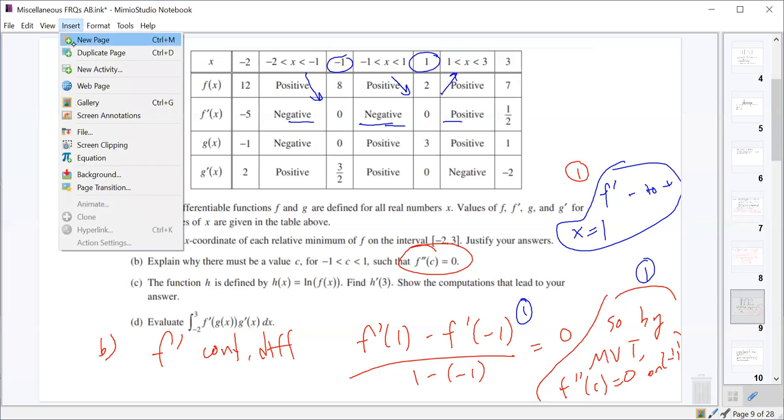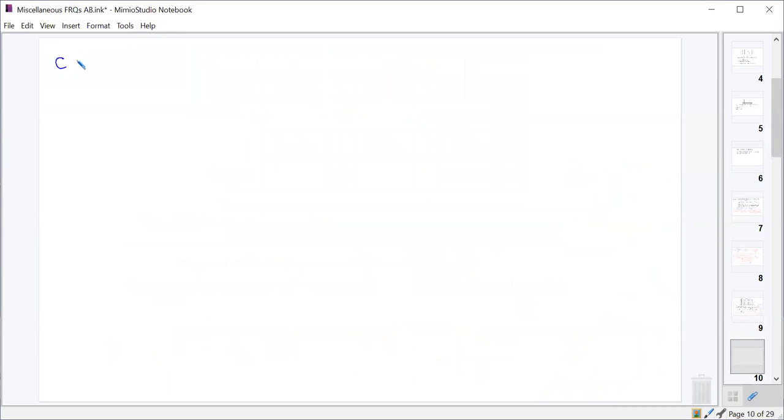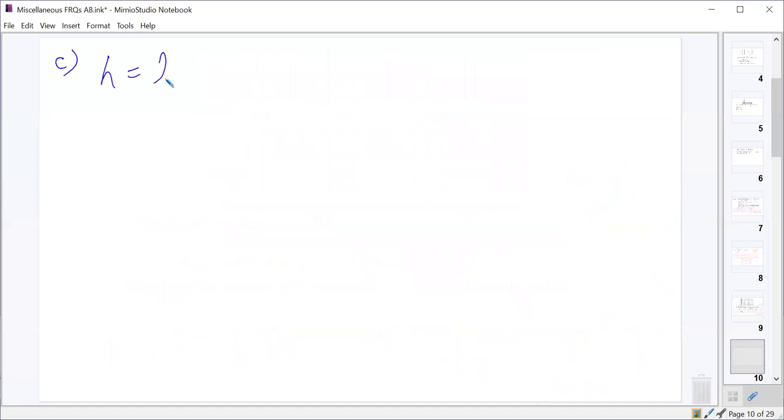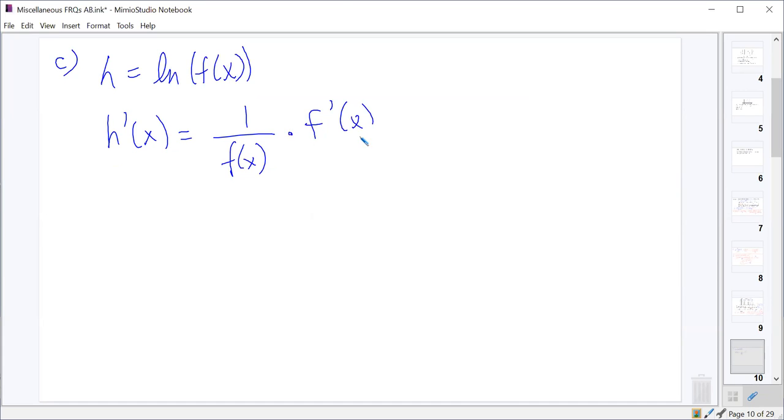Part C says we got the function h of x, where h of x is the natural log of f of x. We want to find h prime of 3. So first off, let's find h prime of x. Well, the derivative of the natural log of a function is 1 over that function times the derivative of that function. So this is f prime over f.